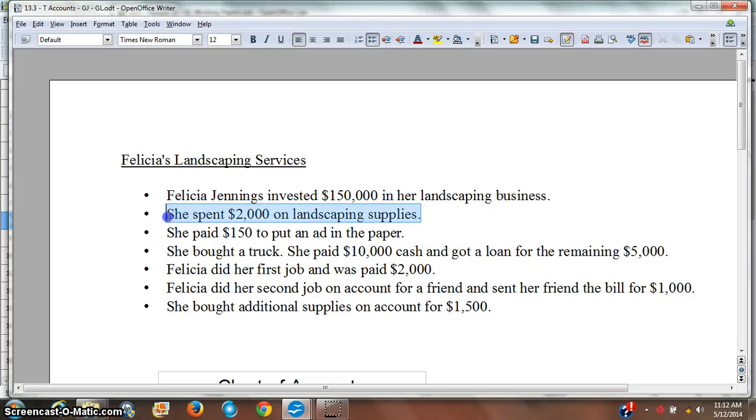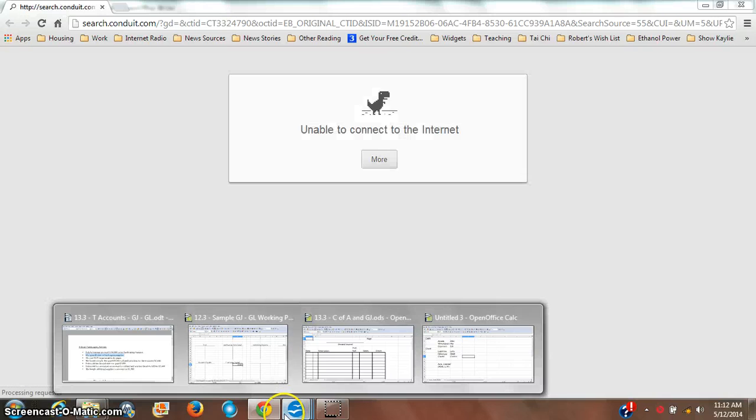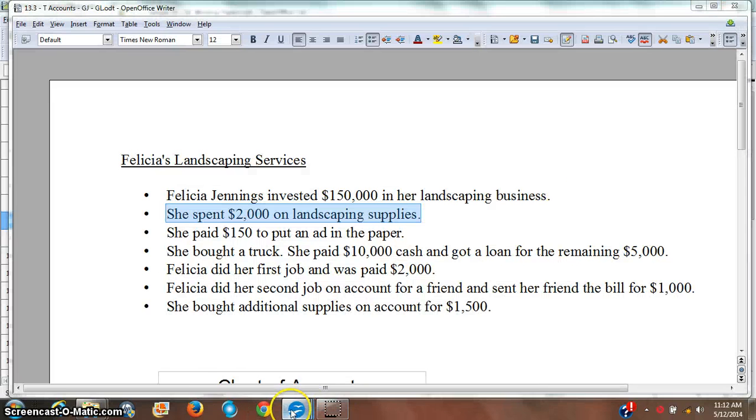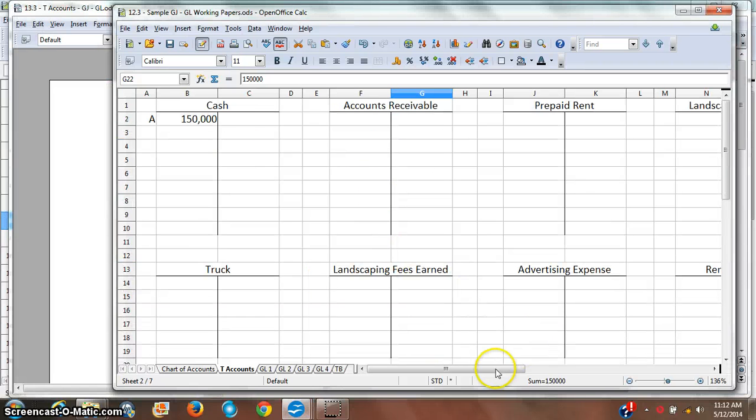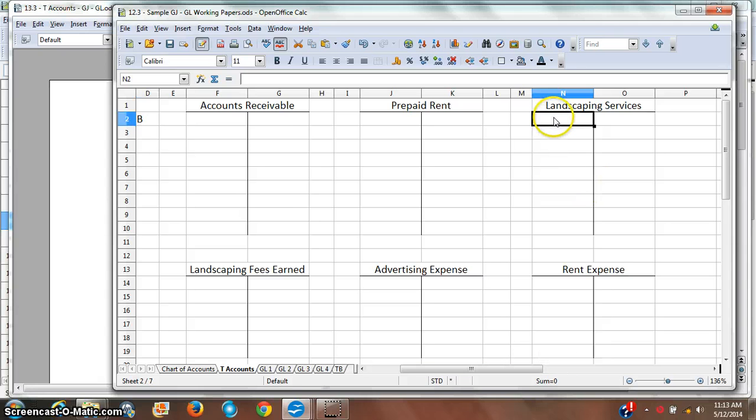She spent $2,000 on landscaping supplies. And again, the question, well, what happened? She's going to have less money, and she's going to have more landscaping supplies. And on my T accounts, to make that happen, I'm going to need to put a credit in cash. It's $2,000. There's $2,000. And this is transaction B, landscaping supplies. But landscaping supplies went up in transaction 2.